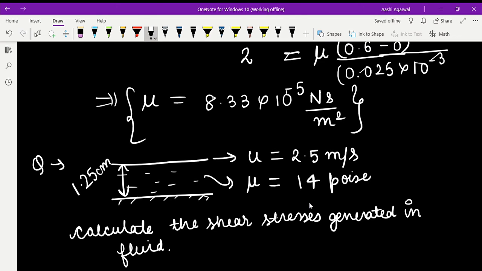Why? Because viscosity is there, because there is some motion. Due to this motion, viscosity will come into picture by resisting the motion, and when this fluid is resisting, there will be some shear stresses generated in the fluid. So basically you have to find that out, and this is it about viscosity at this level.